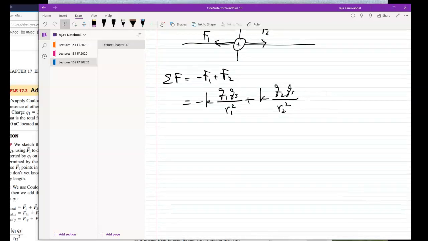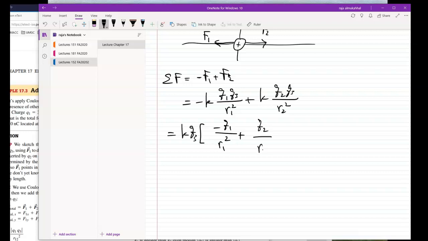And now, we can make it look better by doing some algebra just to simplify things. What's common between them is K and Q3. I can just take them as a common factor, so I would reduce my calculations. So I have minus Q1 over R1 squared plus Q2 over R2 squared, and that's it. Just plug in. So I have 9 times 10 to the 9. This is the value of K. Q3 is given to me as 5 nano, which is 5 times 10 to the negative 9.